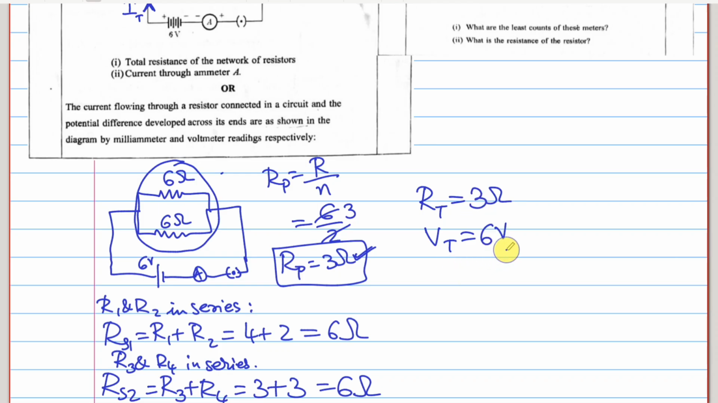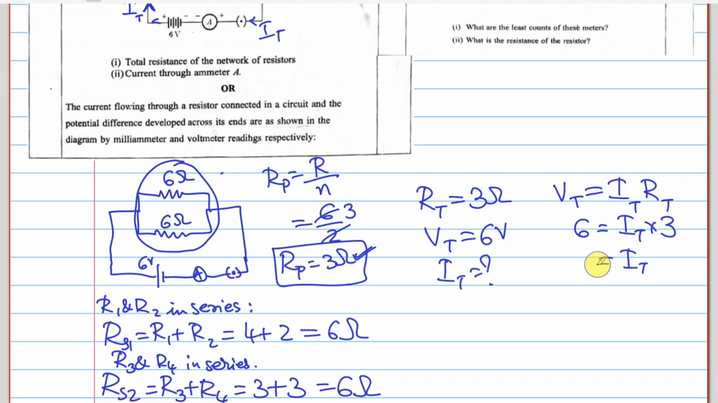And total voltage is 6 volts. So current through the ammeter will be the main current, right? Main current IT. So let us find out the IT value by using Ohm's law. Ohm's law states V is equal to IR. So VT will be equal to IT RT. VT is 6, IT is unknown, RT is 3. So IT must be equal to 6 upon 3, which is 2 amperes. Therefore, IT is equal to 2 amperes.